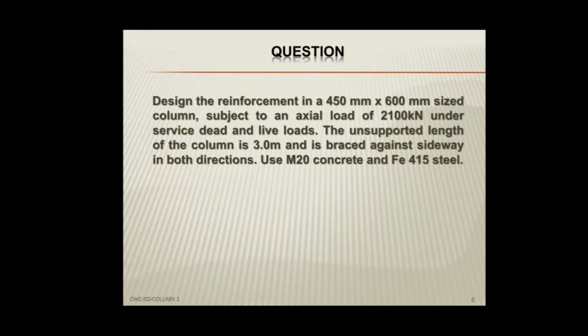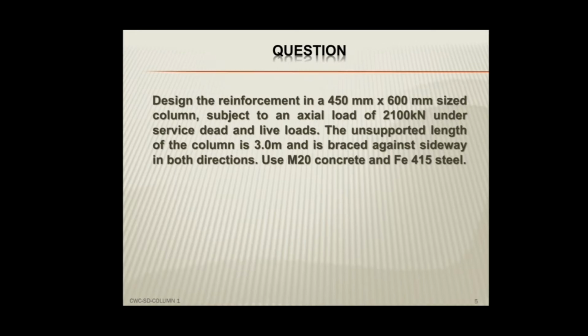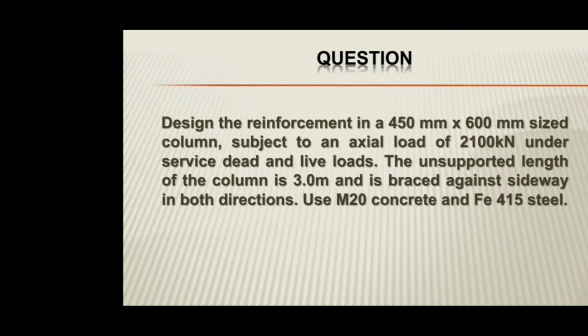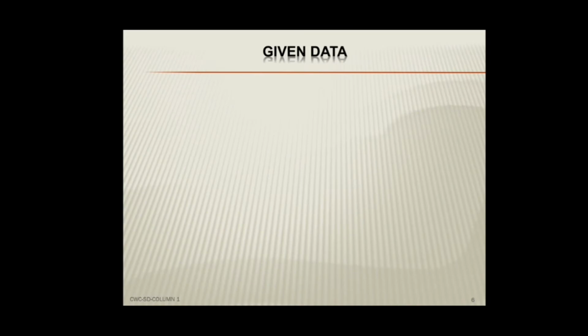Here is the question. Design the reinforcement in a 450 mm by 600 mm sized column subject to an axial load of 2100 kN under service dead and live loads. The unsupported length of the column is 3 meter and is braced against sideway in both directions. Use M20 concrete and Fe 450 steel. So let's have the given data now.